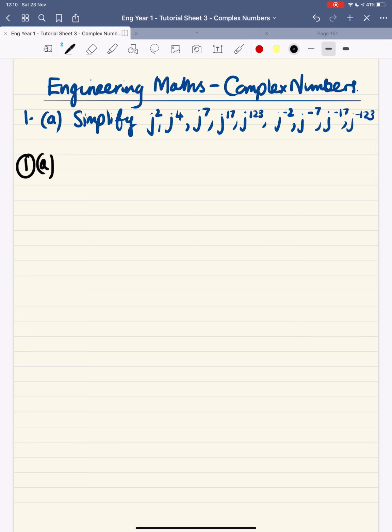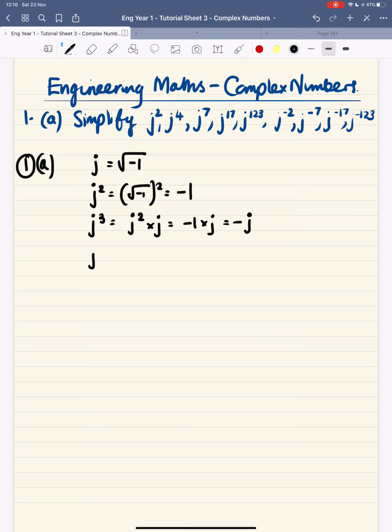So 1A, what you've got to remember here, j is the square root of minus 1. J squared is therefore the square root of minus 1 squared, so it's actually minus 1. J cubed is j squared times j, which is minus 1 times j, which is minus j. And then j to the 4 is j cubed times j, so it's minus j times j, which is minus j squared. So it's minus minus 1, so it's plus 1.